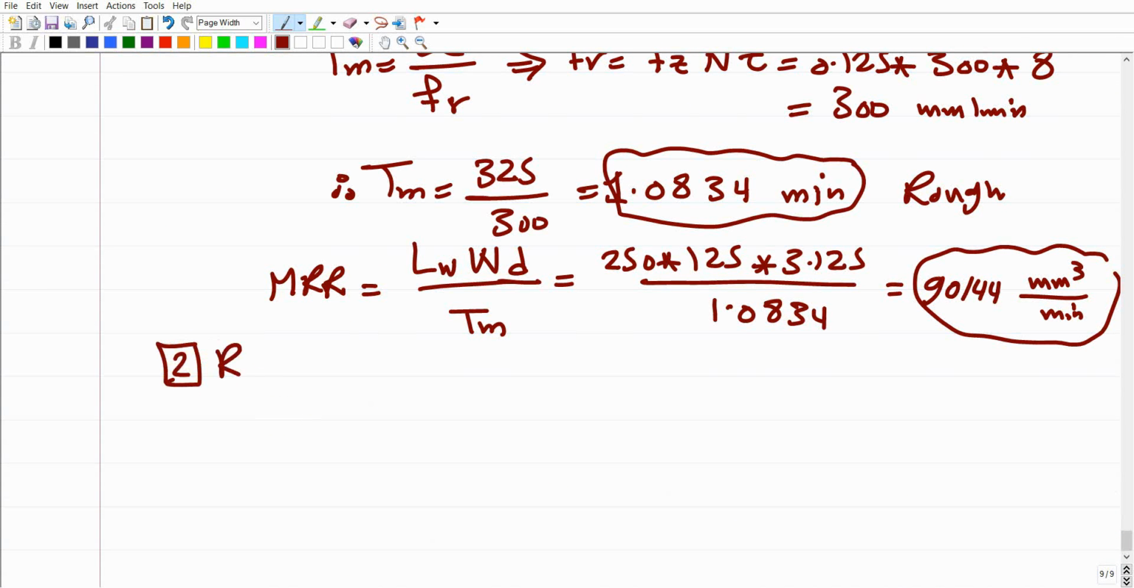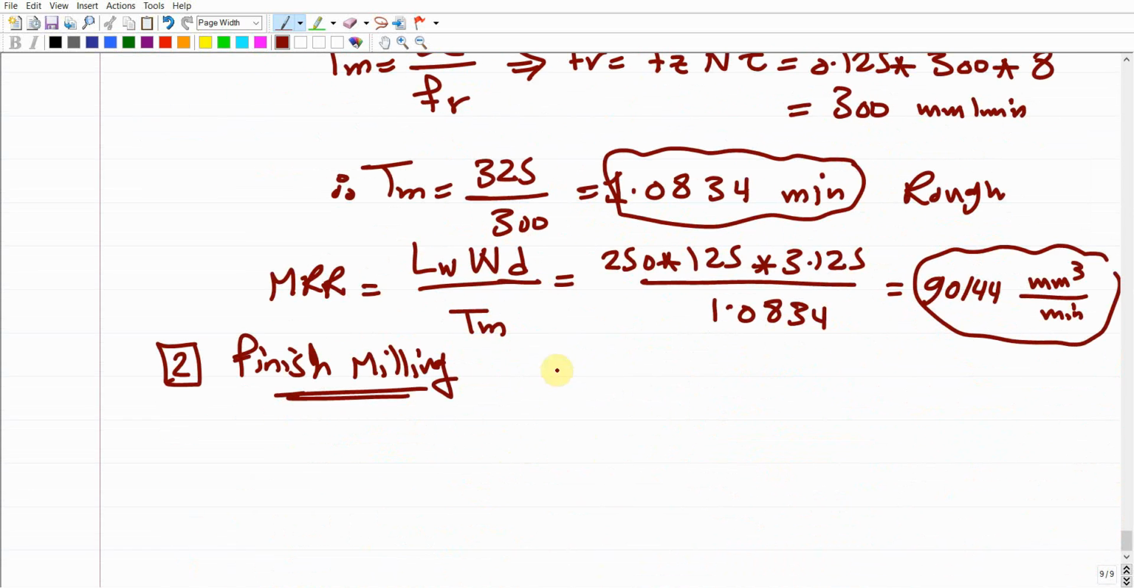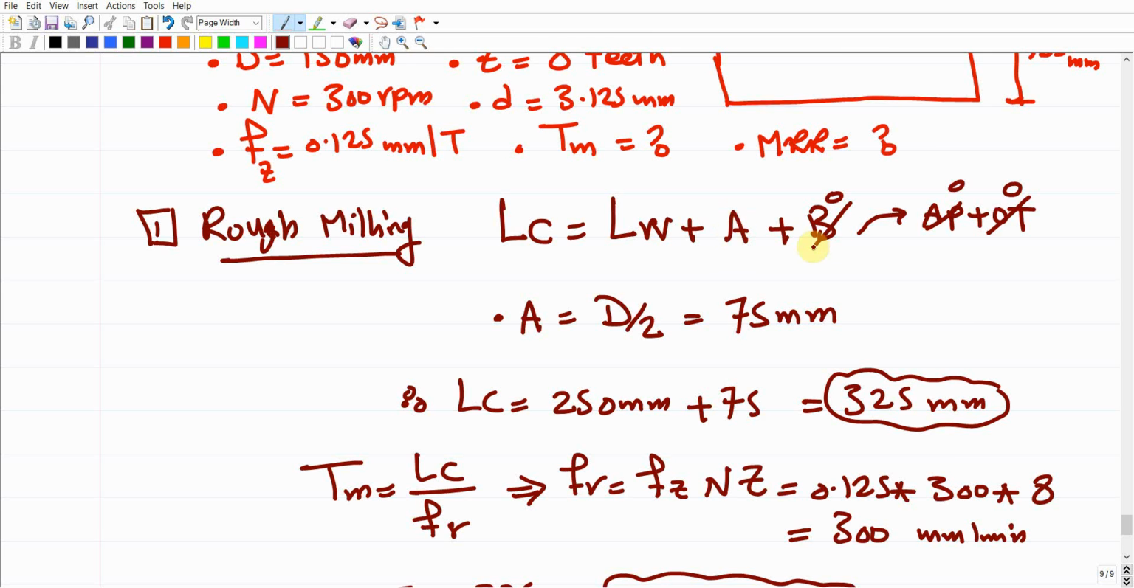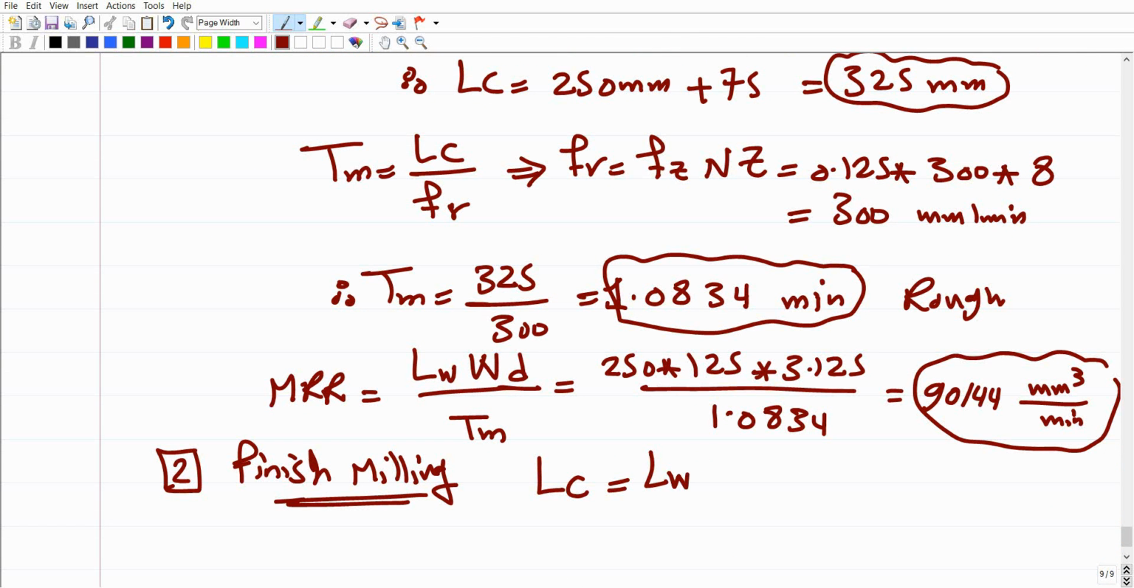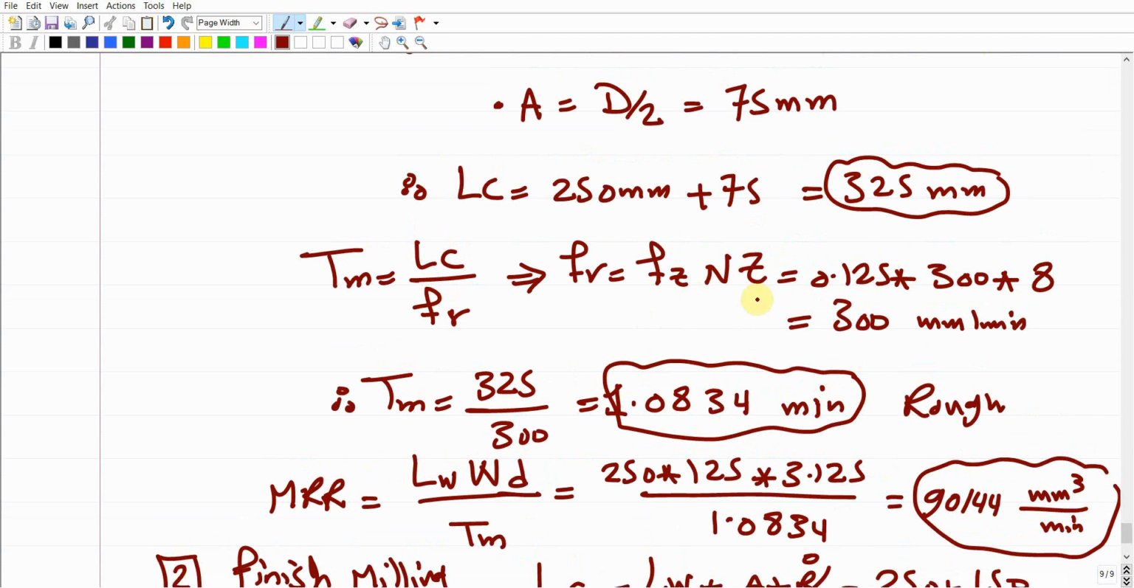Now we're going to repeat the calculation, but for the finish milling. For the finish milling, nothing will be different except the LC calculations. So when we calculate the LC, it's going to be LW plus A plus B. B is still 0. This is going to give us 250 plus D, 150. Here we're going to consider the entire diameter, not half of it, for the finish milling. So this is going to give us 400 millimeter.